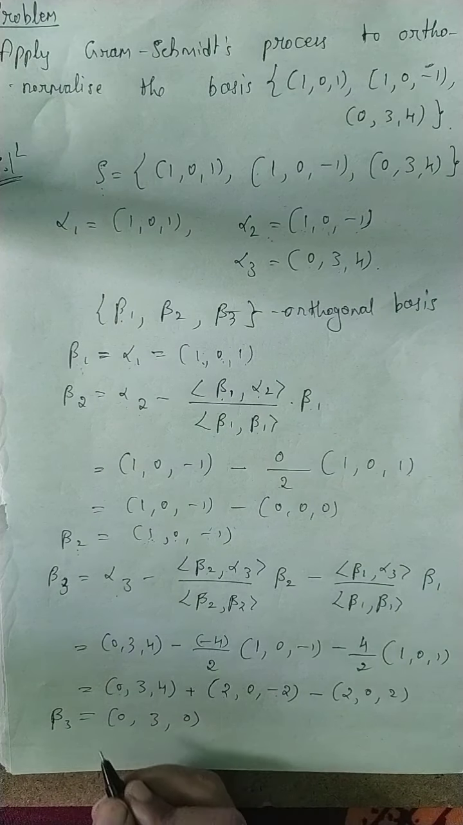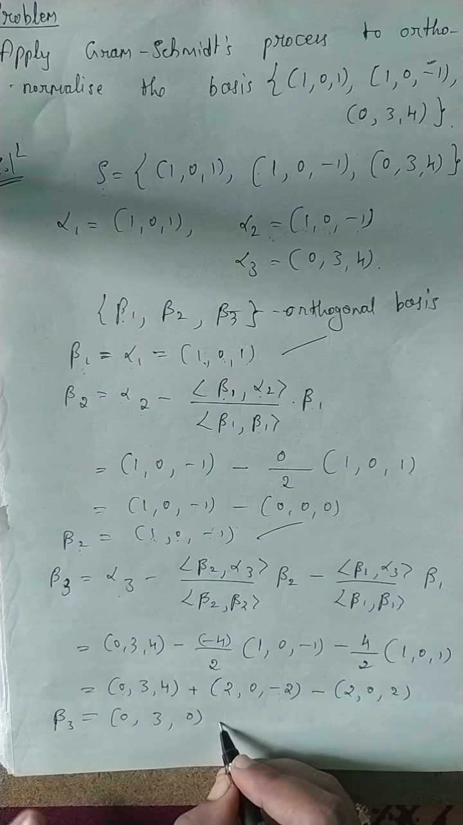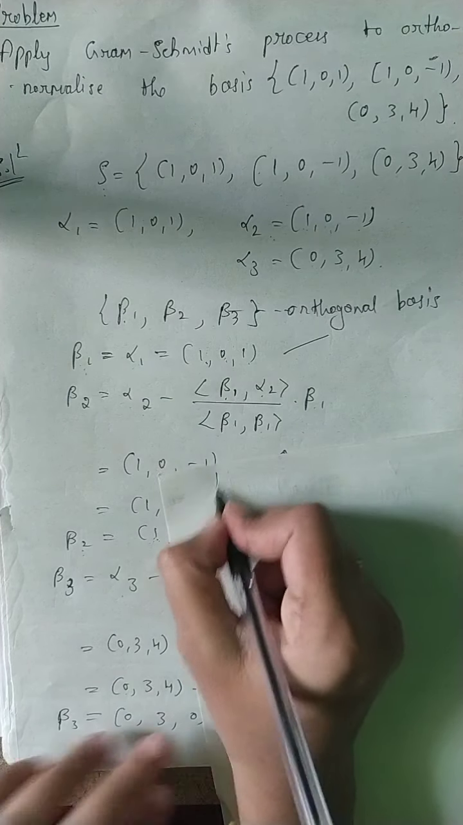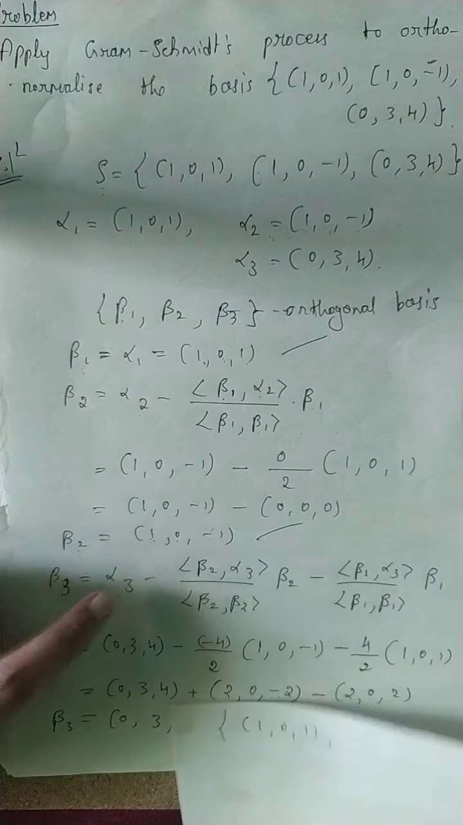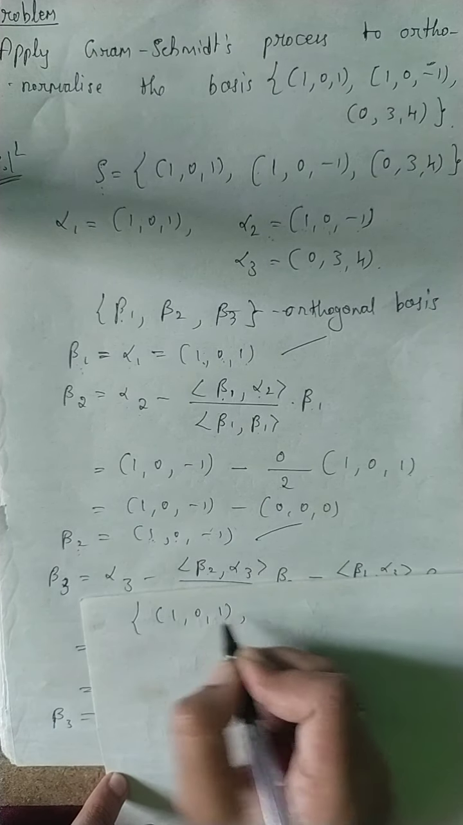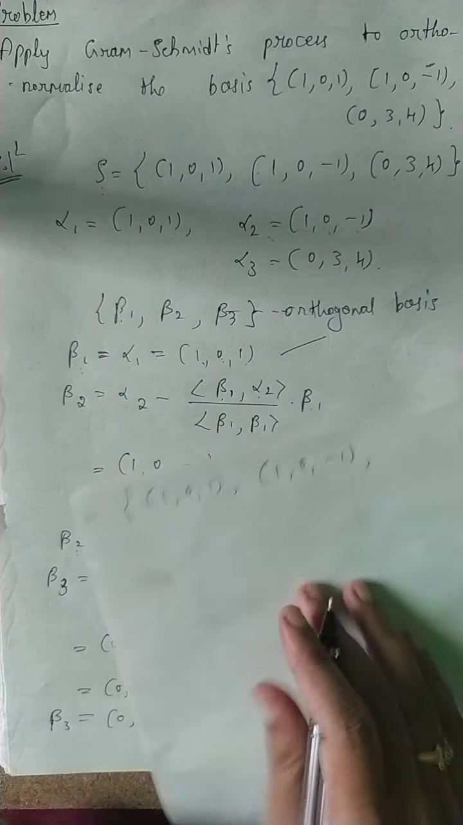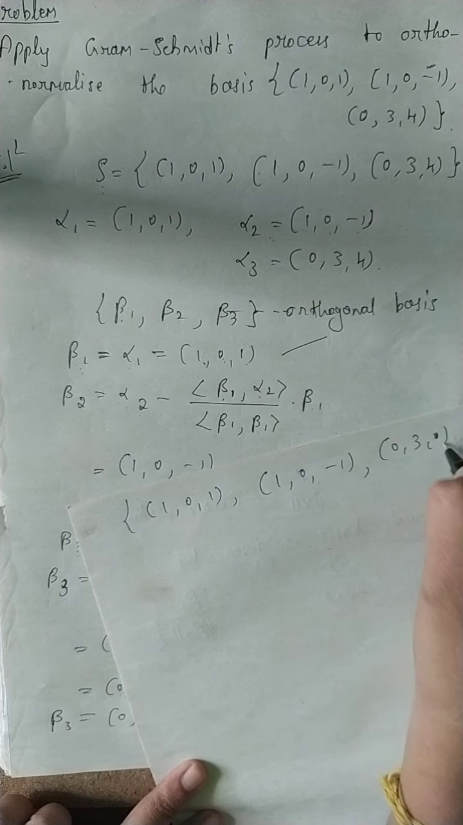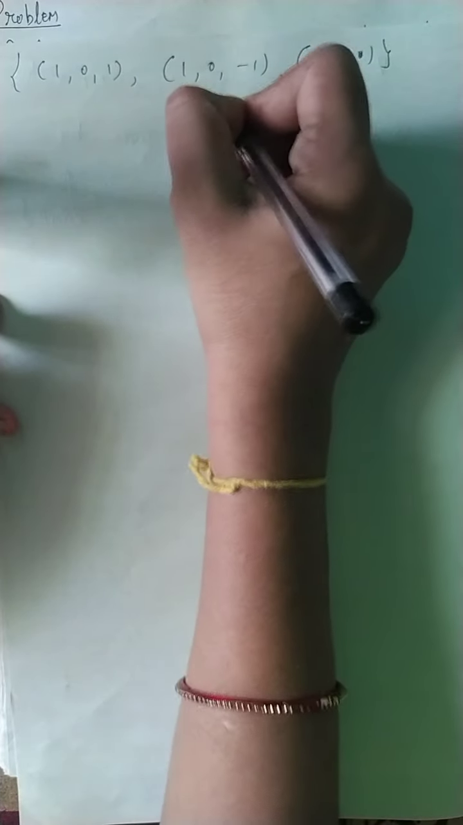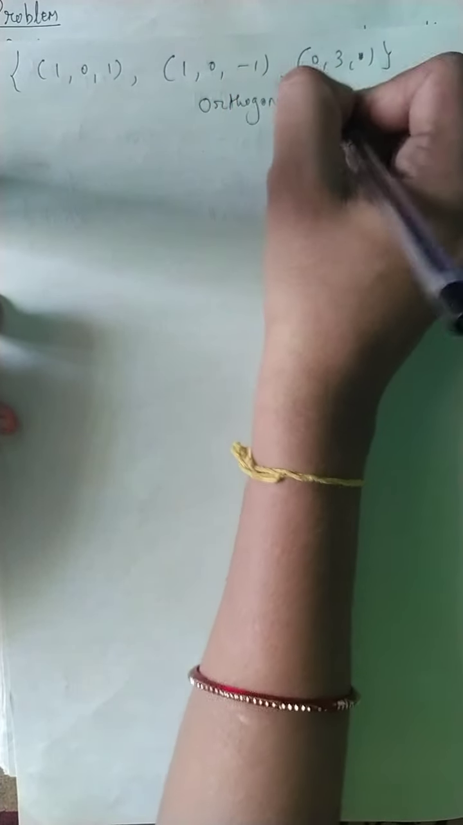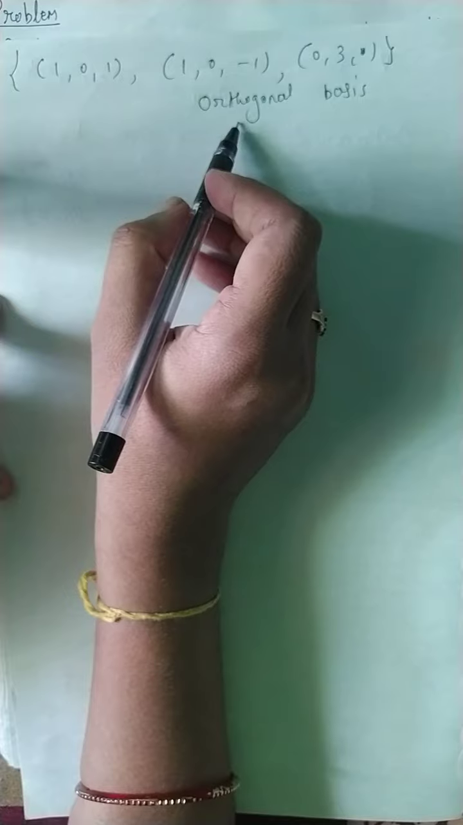Now we have found beta 1, beta 2 and beta 3. Beta 1 is 1 0 1, beta 2 is 1 0 minus 1, and beta 3 is 0 3 0. This is the orthogonal basis.